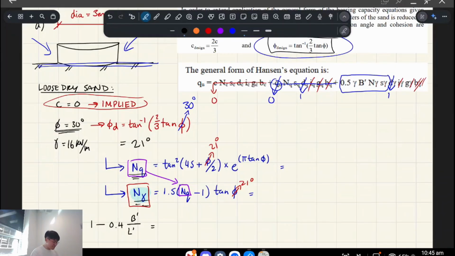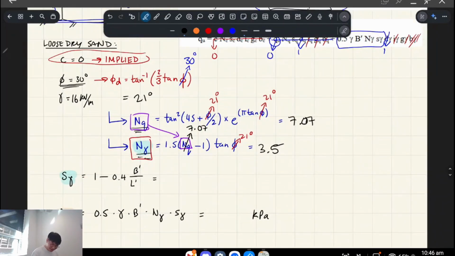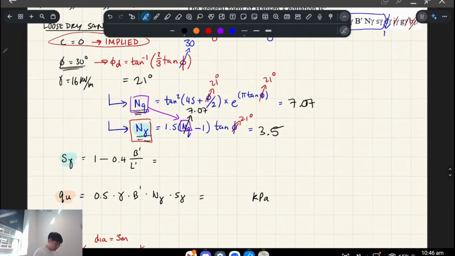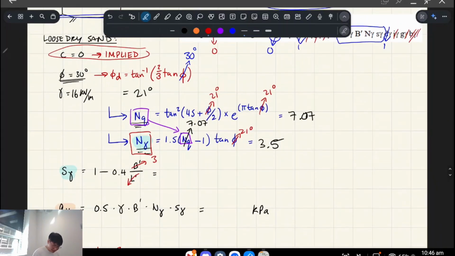Okay, so we're plugging these in, and we get an NQ value of 7.07, which we can then use over here to get 3.5. Okay, makes sense? So now we've finally calculated these by hand, which is really annoying. B dash, there's no eccentricity, so that's just the regular width, and the length is 3.